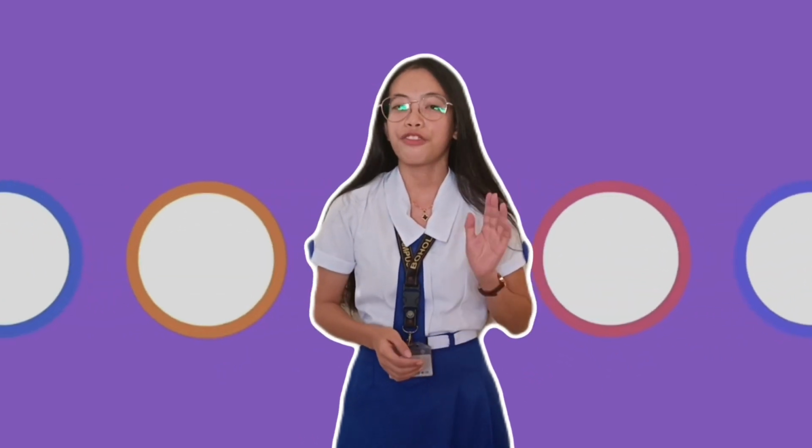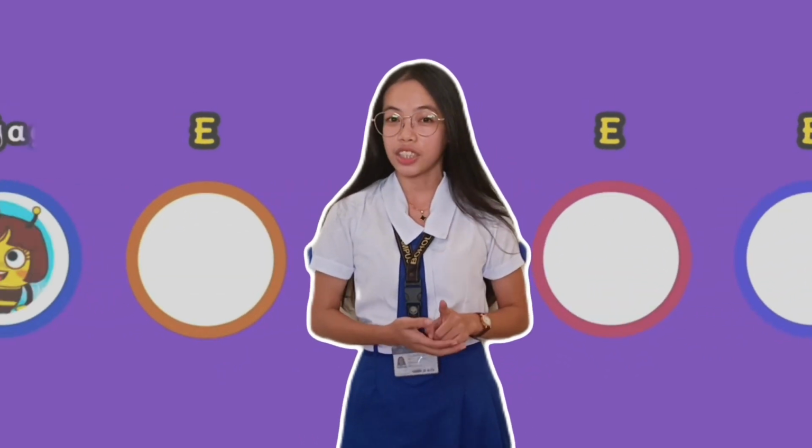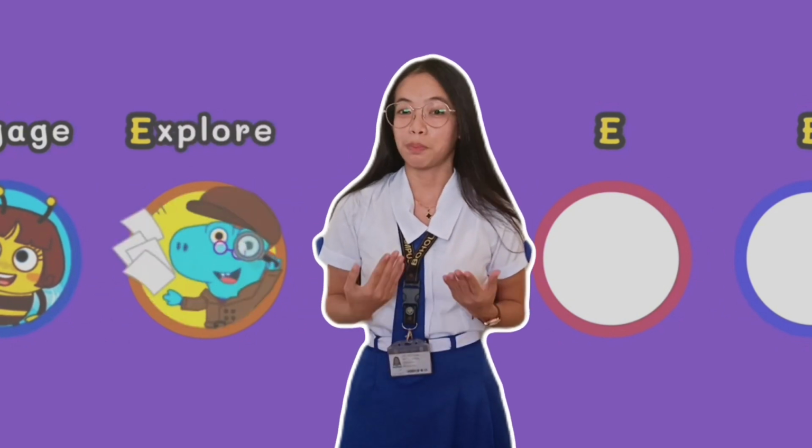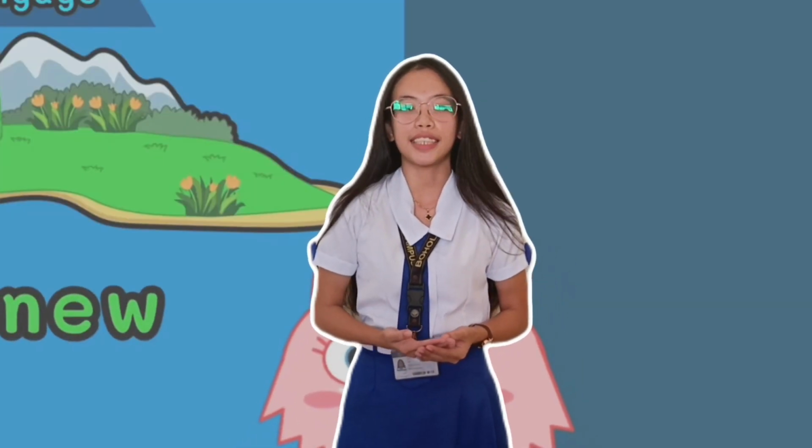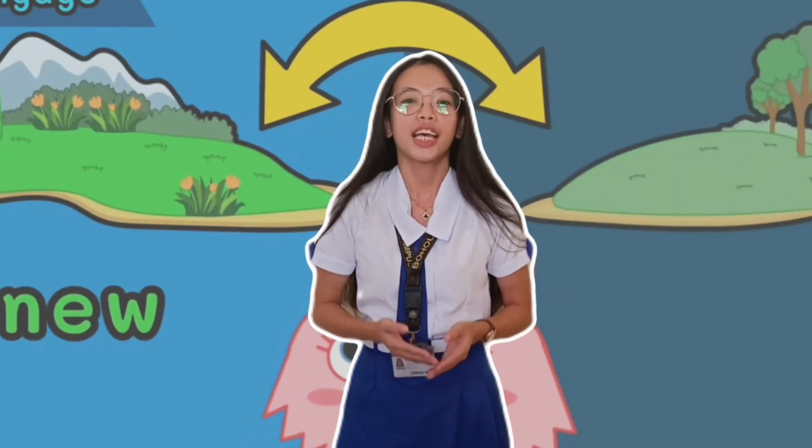One of the best ways to facilitate inquiry-based learning is applying the 5 E's instructional model. The 5 E's stands for engage, explore, explain, elaborate, and evaluate. Engage. Here, the teacher accesses the students' prior knowledge and engages them in learning with an exciting introduction of the concept. The second is explore.